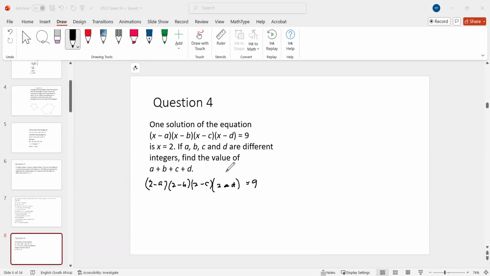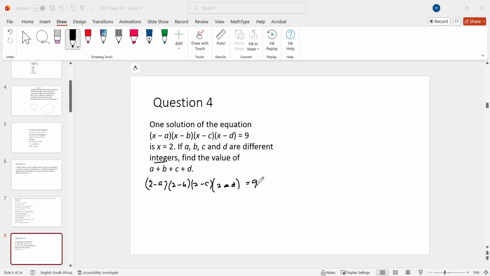Now, you might think, well, how can that be? The different factors for 9 are 1, 3, and 9. So how can you get 4 different numbers multiplying to get 9? The answer actually lies in the fact that these are integers. So it means you don't have to just take the positives. You can have negative numbers as well.